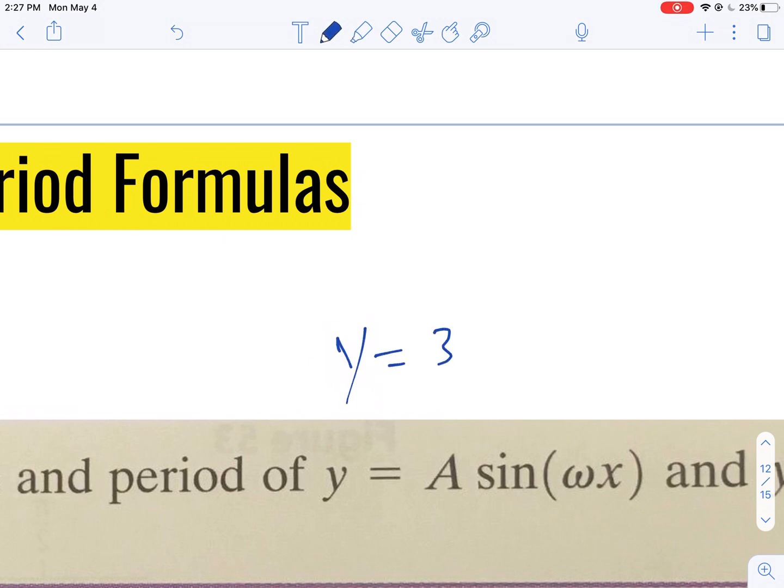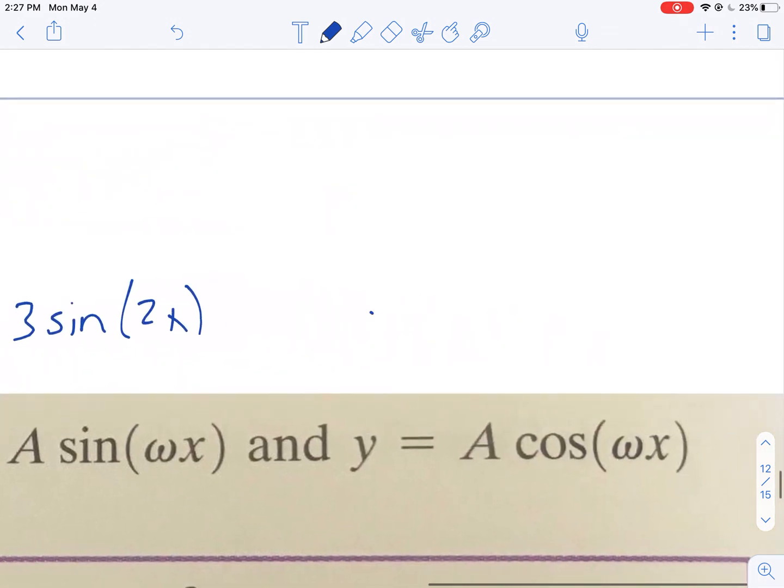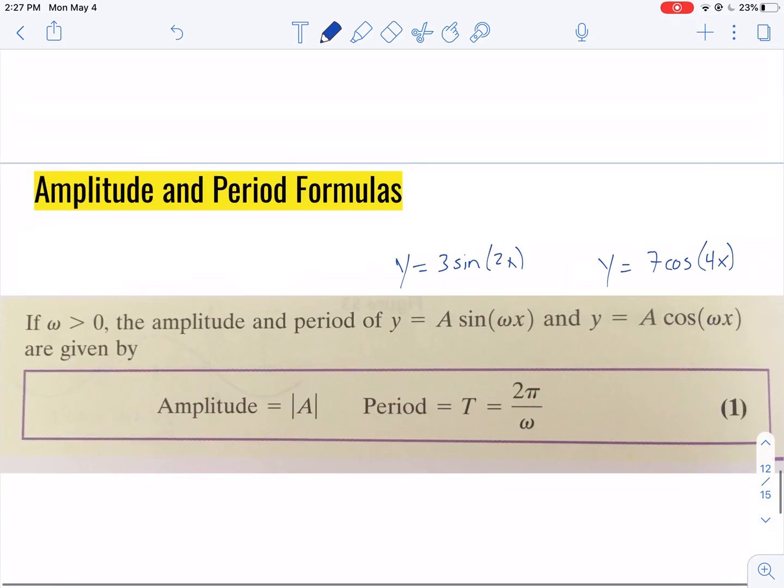Y is equal to 3 times the sine of, let's say, 2x. Or y is equal to 7 times the cosine of 4x. And what that means is your amplitude is the absolute value of a. We already learned that. That's how high the wave gets. That's how tall it gets. That's how low your valleys are. It's your distance from your axis to your peak and your axis to your valley.